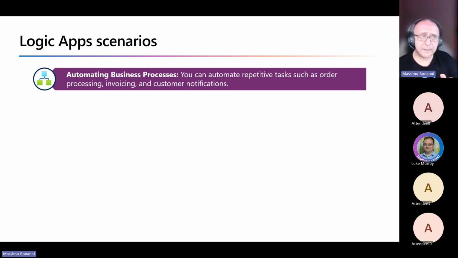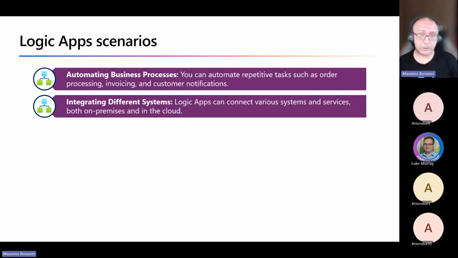Automate repetitive tasks, order processing. So someone puts an invoice in a storage. You can take the invoice, capture the OCR inside the invoice and save it on the database, for example. Different systems, because I told you, you have a lot of connectors. The name of the object you can put in Logic App that allows you to interact with different systems is called a connector. You have a lot of connectors for different services. I will show you more than 300.